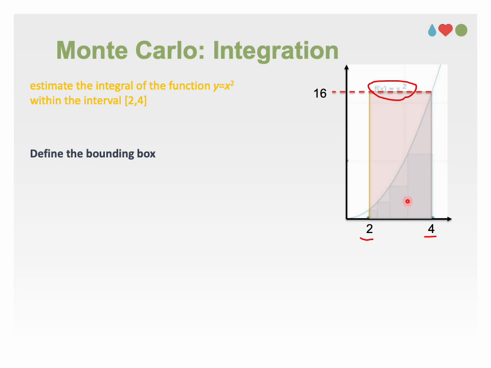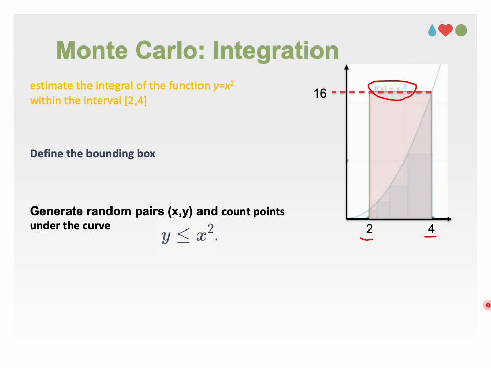Like before, and part of the key idea behind the Monte Carlo method, I generate a large number of points within the bounding box. These points have two coordinates, x coordinate between 2 and 4 and y coordinate between 0 and 16, as shown here. For each generated pair xy, we calculate the corresponding function value y equals x squared and then count the number of generated points that fall under the curve y equals x squared. That means all y less than or equal to x squared.